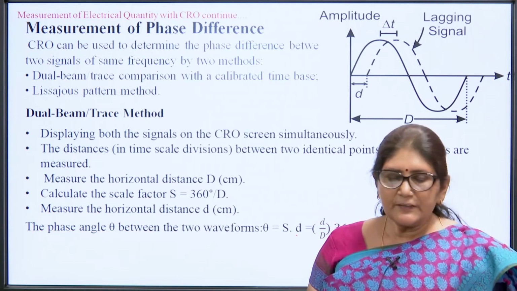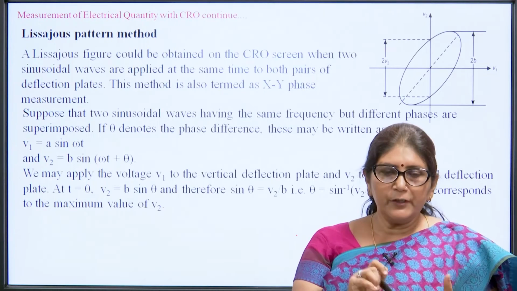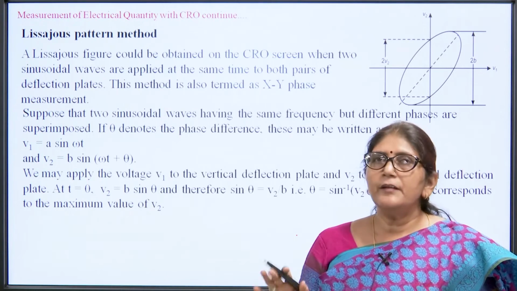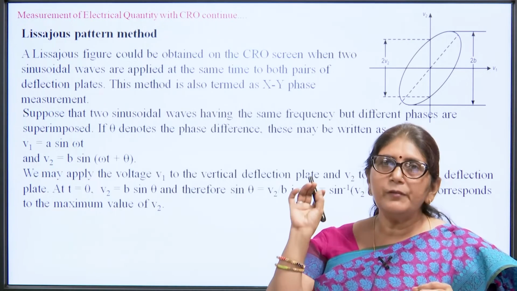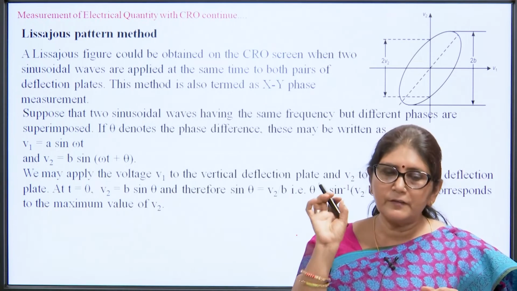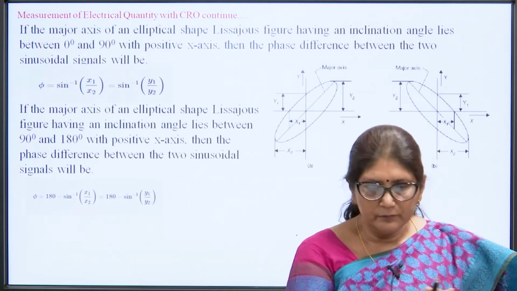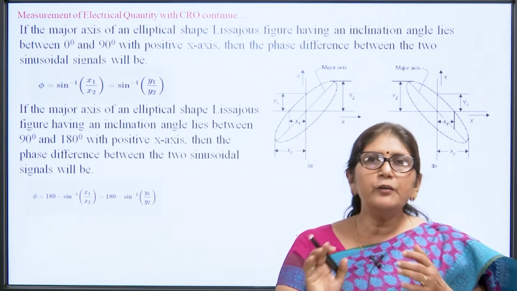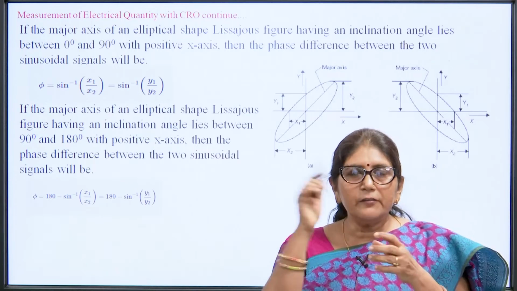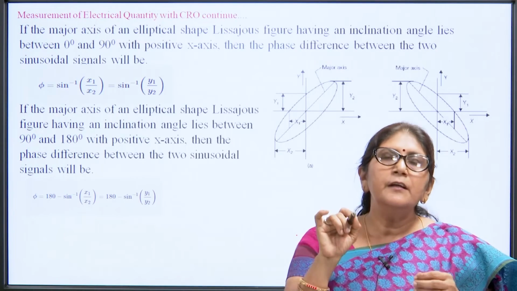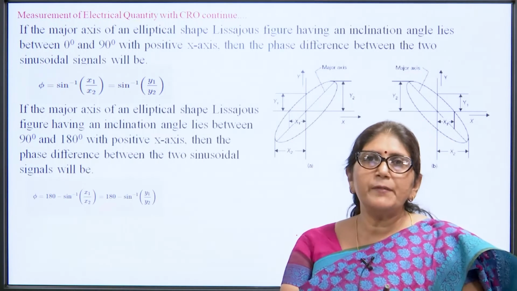The second method is the Lissajous pattern. In the Lissajous pattern, we apply one signal at one channel and another signal at another channel, and we press the X Y button of the CRO. When we press the X Y button, different shapes appear on the screen. These oval shapes appear on the screen; if a circle appears, it means the phase difference is 0. Suppose this type of oval shape appears.